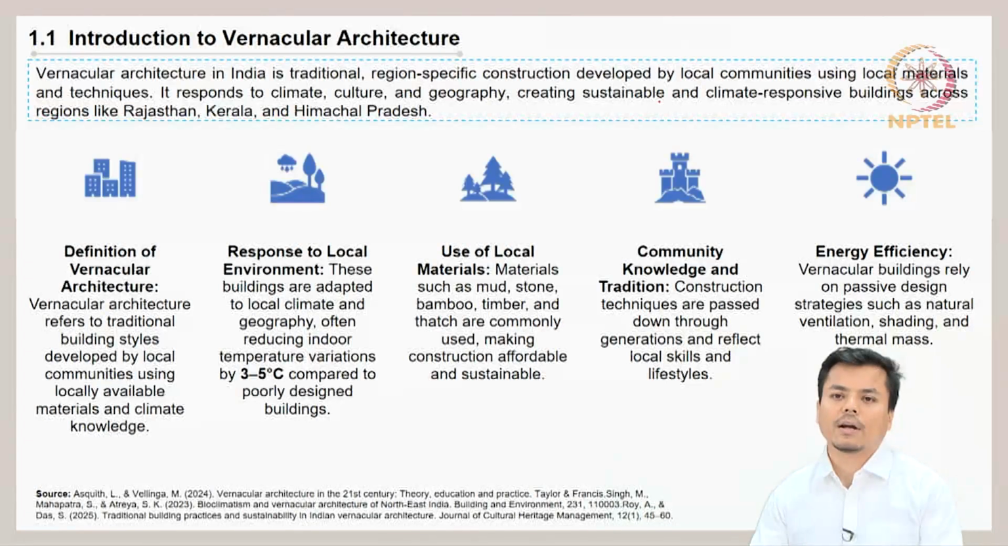To define vernacular architecture, it refers to the traditional building styles developed by local communities using locally available material and climatic knowledge. So, this is the definition of vernacular architecture, and the response to local environment: these buildings are adapted to local climate and geography, often reducing indoor temperature variations by 3 to 5 degrees Celsius compared to poorly designed buildings or any other contemporary building.